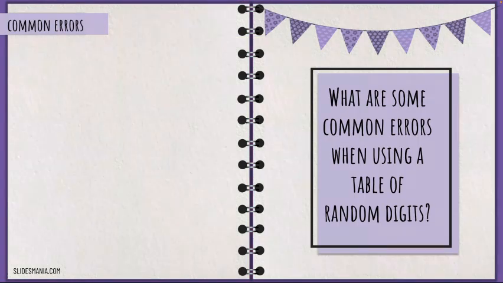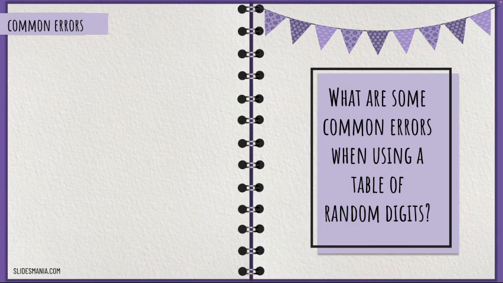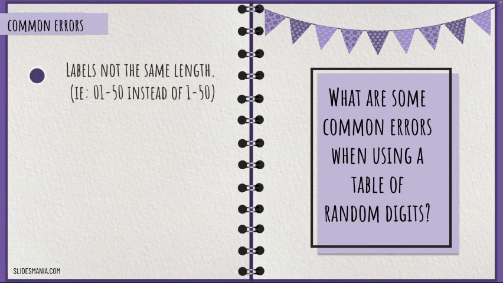Okay, so using Table D, that random digit table, we've got to make sure we address some common errors. One of the common errors is labels. You have to make sure they are the same length. So it says labels not the same length. So you need to say 01 to 50 instead of 1 to 50. You have to use the 2 digits, okay? Same length.